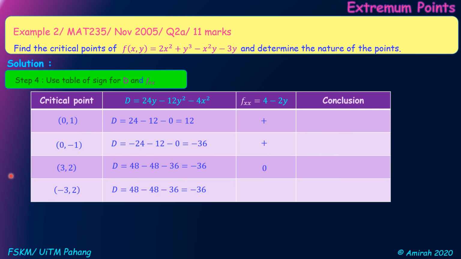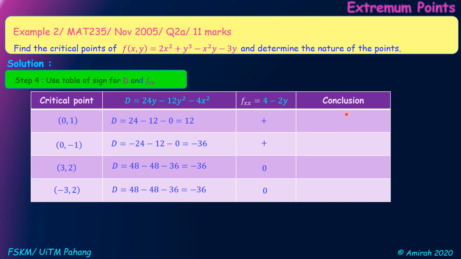Alright, then we replace coordinate 3, 2 into fxx here. We only have variable y here, so we replace 2 into variable y. So we get 0. And for the last row, we replace y equals 2 into fxx here. So we get 0.